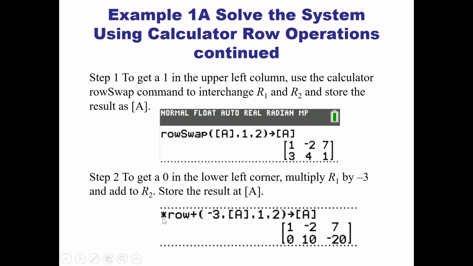And so that just says take multiply row and then add. So we're going to take a negative 3 times the matrix A, row 1, and then we're going to add it to row 2, and that's going to be our new A. And so that's what we get here. And if we remember, that's what we had in doing it by longhand.